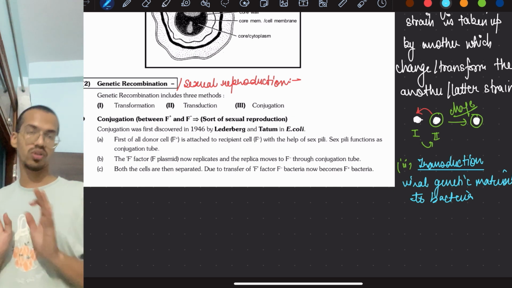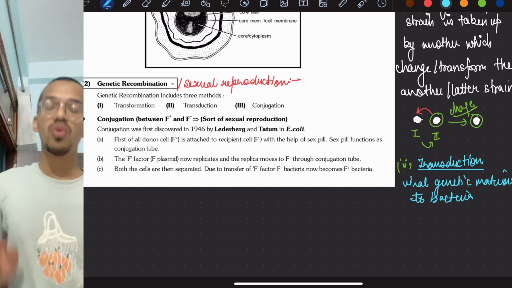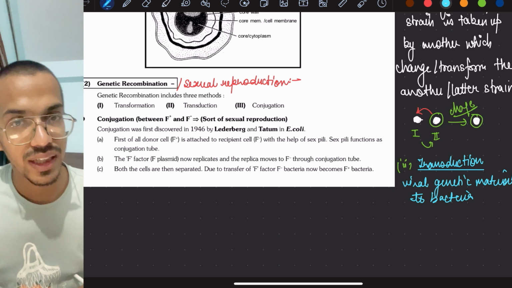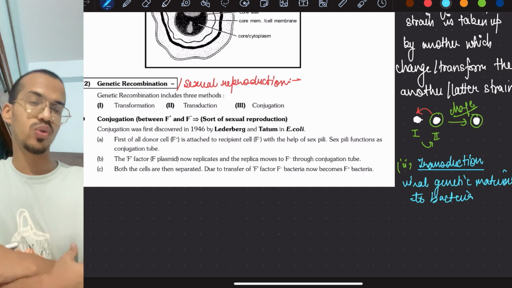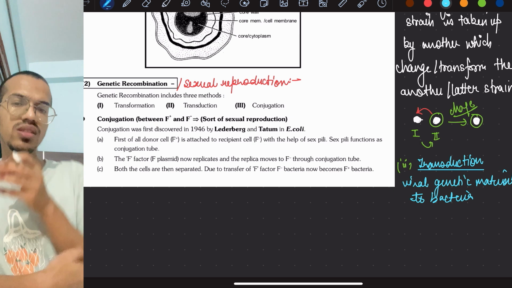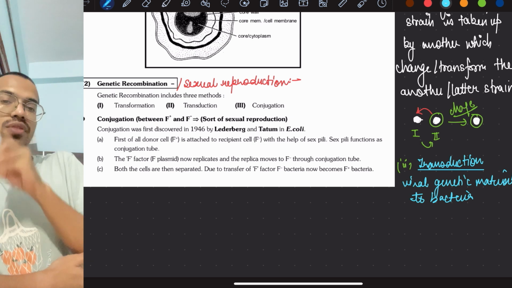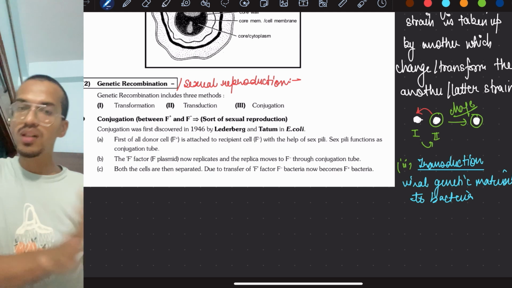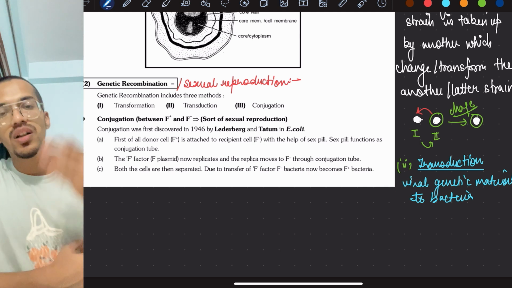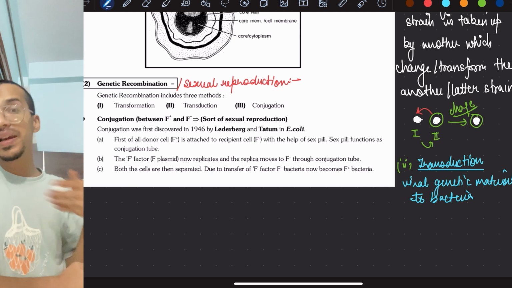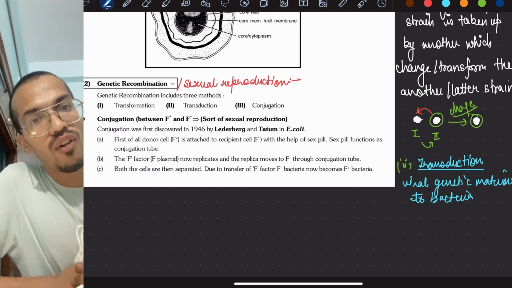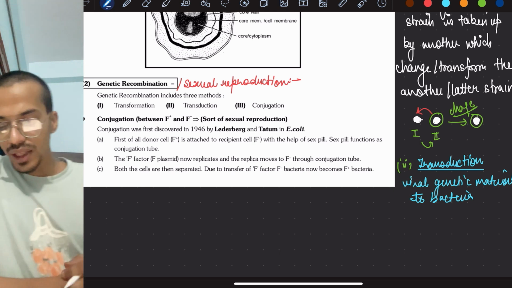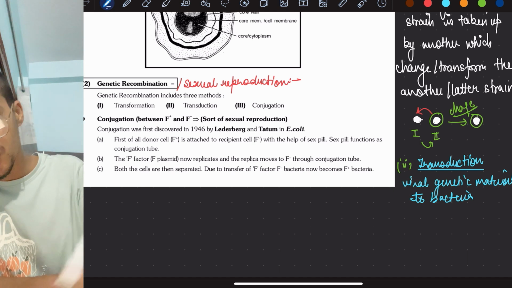This method is also being employed over here in genetic recombination. We will learn it in the virus topic. Okay, so transduction is where certain genetic material is provided from one to another. So transduction is what? Genetic material by this way also can be transferred and they can make a new species of the things. Okay, and the last one is conjugation.